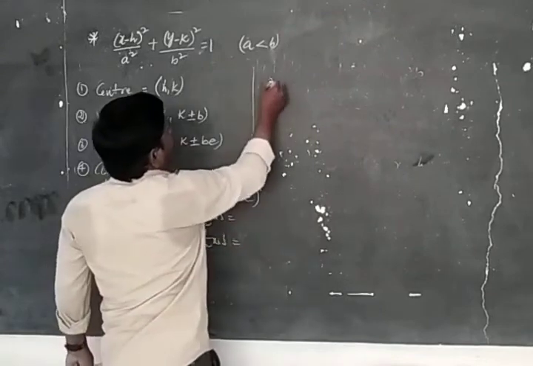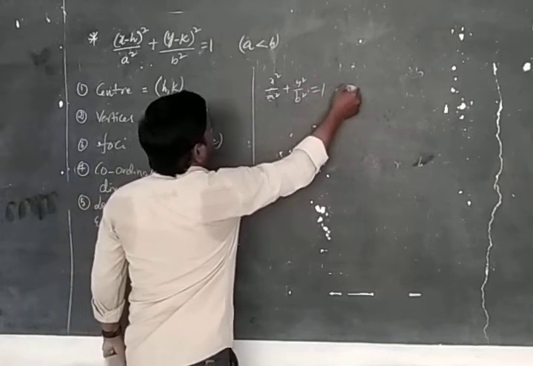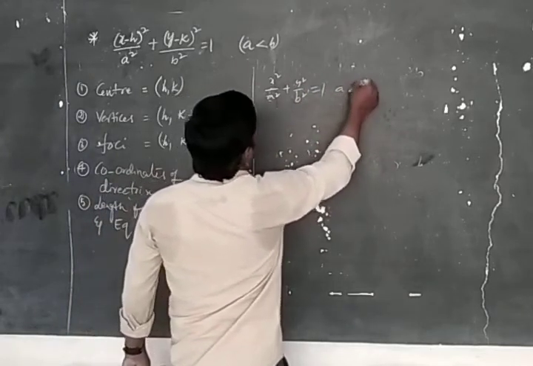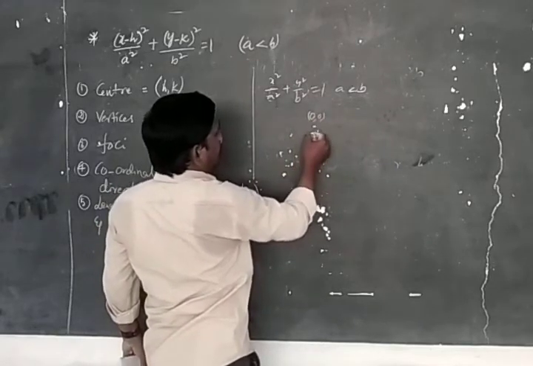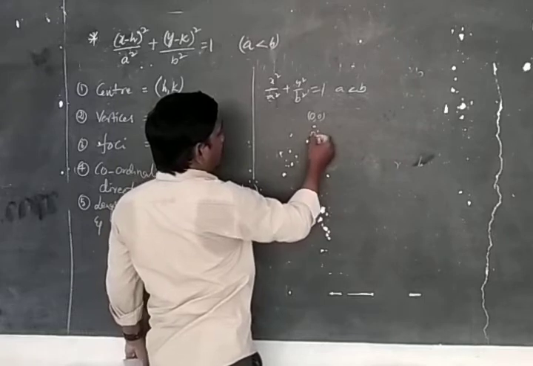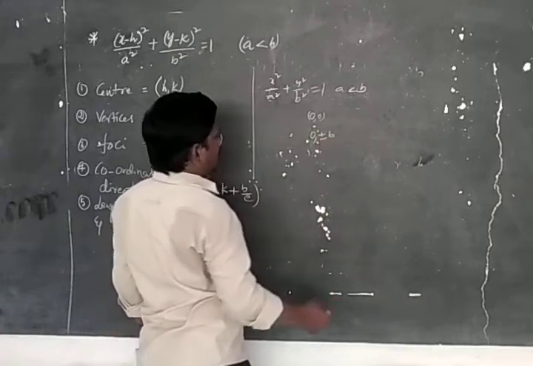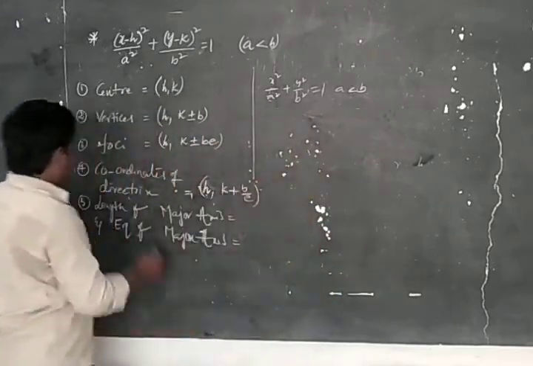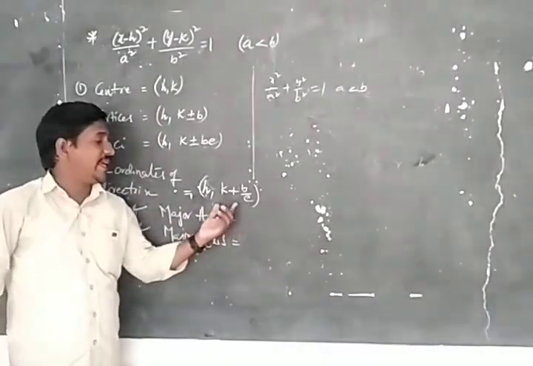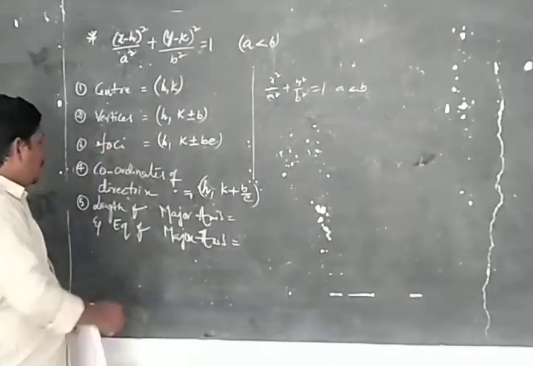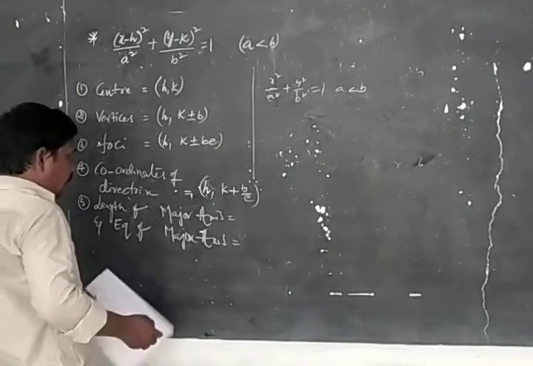So we know that x square by a square plus y square by b square equal to 1, a less than b. So 0 comma plus or minus b, so like that, coordinates of the axis. So we have to add h comma k to the x and y coordinates. So length of the major axis is 2b.